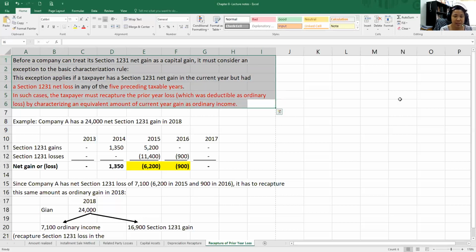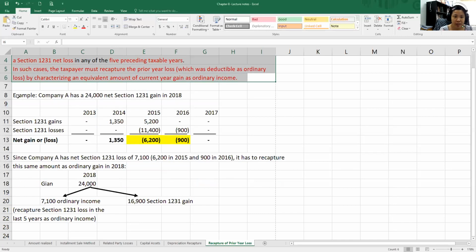Okay, so it means like this. If you sell Section 1231 assets this year, this current year, and you get a Section 1231 gain, before you can treat it as capital gain, you need to look at the 5 preceding taxable years, whether you have a Section 1231 loss or not. If you have a Section 1231 loss, then you need to treat a part of the gain in the current year as ordinary income, up to the amount of Section 1231 loss in the past.